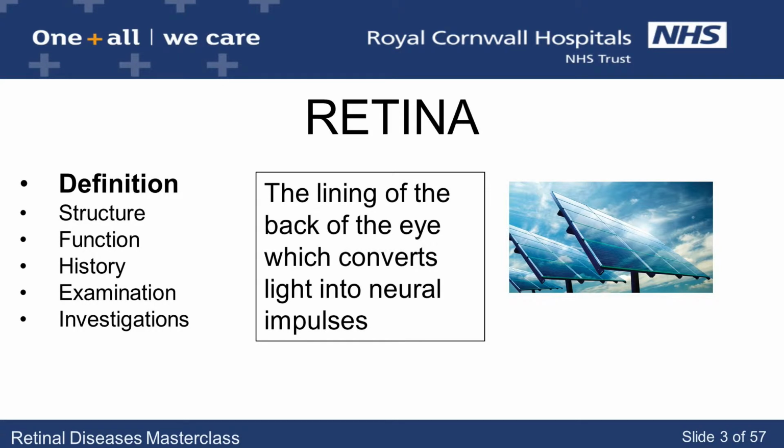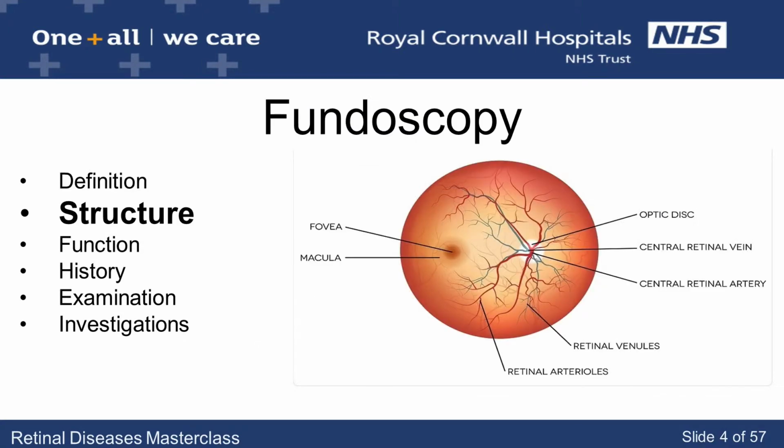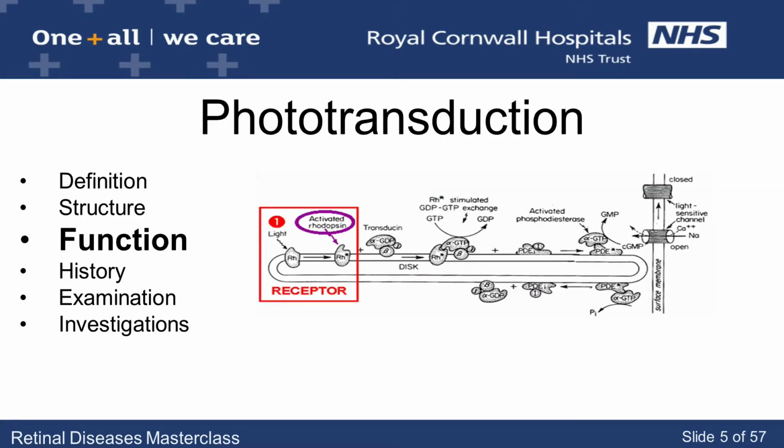The retina is really just the lining of the back of the eye, which converts light into neural impulses, not too dissimilar to a solar panel. Its structure, as you probably know, is just a multi-layered orange film at the back of the eye, where there are certain structures such as the macula, the fovea, the optic disc, and the retinal vessels. The function of the retina is to turn light into electricity in a complex system of phototransduction. But put very simply, the eye will focus the light on the back of the eye, and the retina will convert it into electricity. And that's the simplicity of the eye, which you should never lose sight of, if you'll excuse the pun.